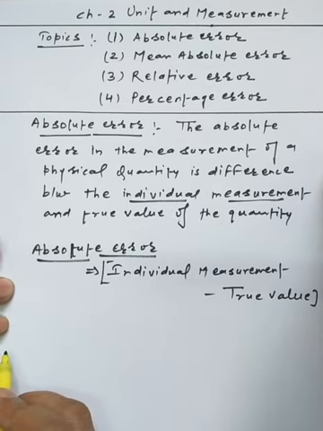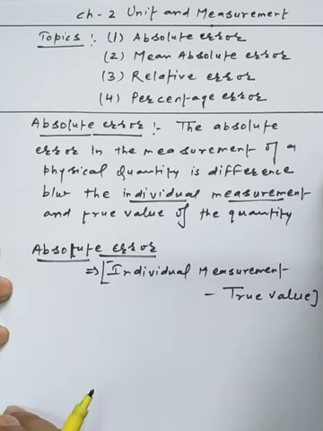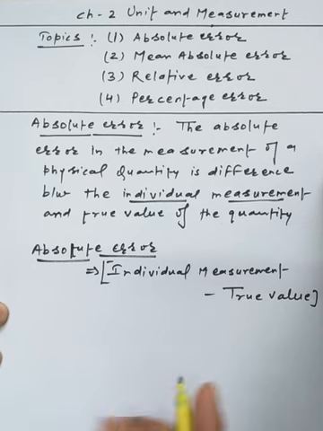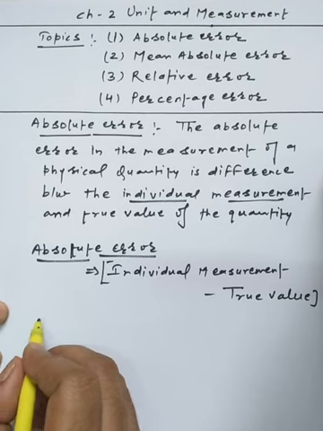Now we can go to the numerical concern. So we will discuss the formula. How can we get the actual value or the true value of a physical quantity? Suppose the physical quantity is to be measured n times. Okay, so we are just assuming the simplest case.